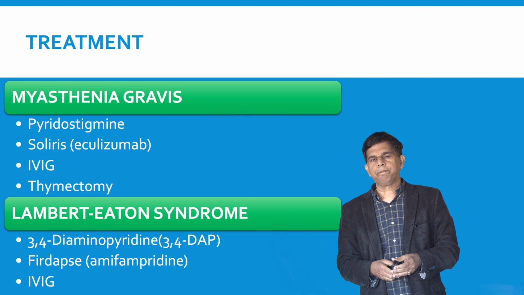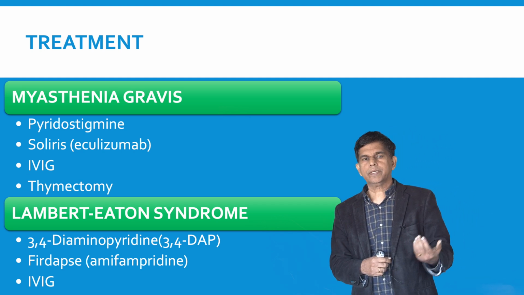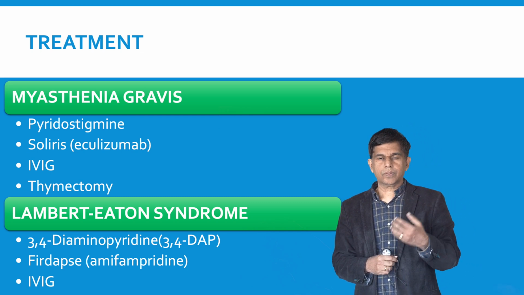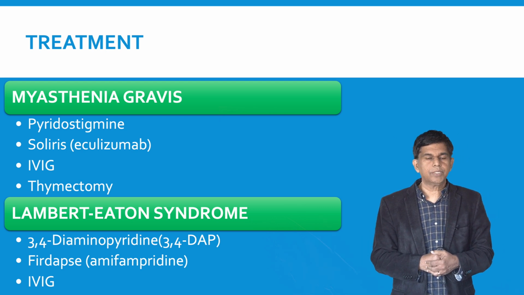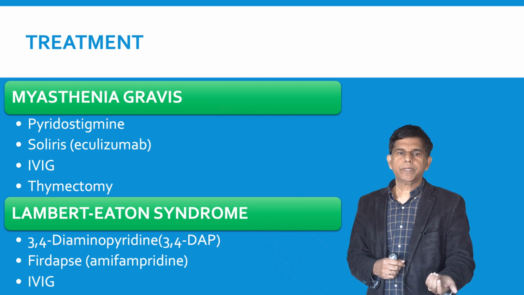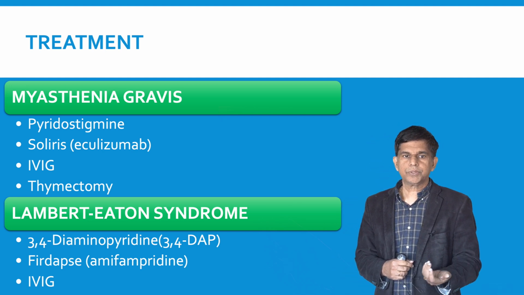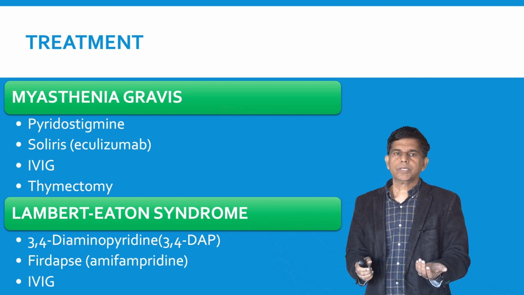Now, treatment in myasthenia gravis: mainly pyridostigmine, and the newer treatment, Soliris. You have IVIG in myasthenic crisis. Of course, thymectomy also needs to be considered if there is thymoma. In Lambert-Eaton syndrome, you have 3,4-diaminopyridine, 3,4-DAP. You have a newer treatment, Firdapse, which is amifampridine, and of course, you also have IVIG.